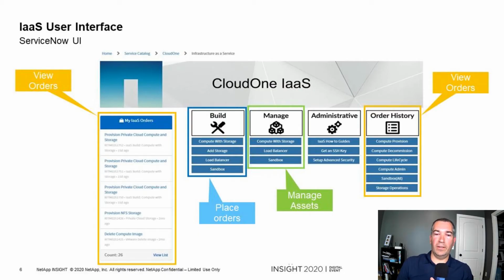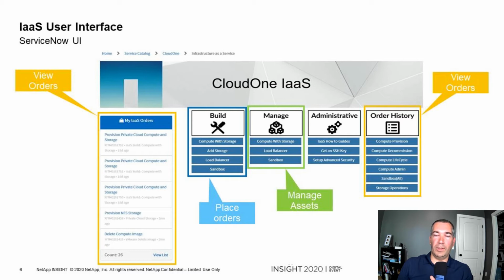On the next slide, we have a look at what our portal UI actually looks like inside ServiceNow. In the blue box, we have the build column. So this is your provision, deprovision for VMs, storage, logical load balancers, and a special POC area for VMs we call sandbox.